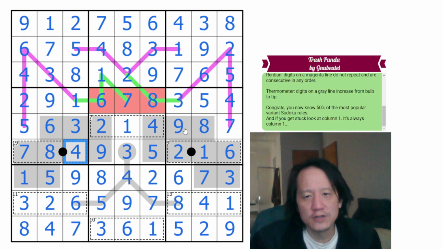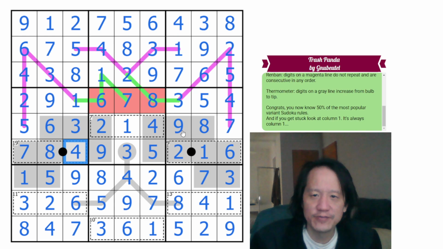If you get stuck, look at column 1. It's always column 1. I still don't understand that reference.